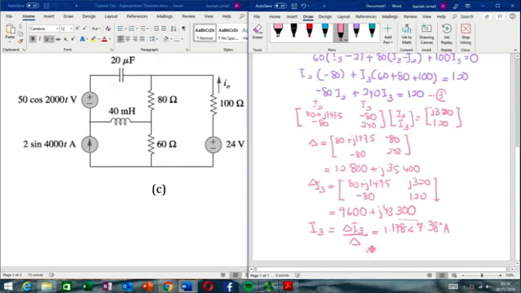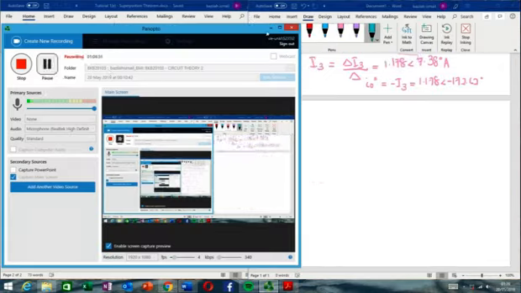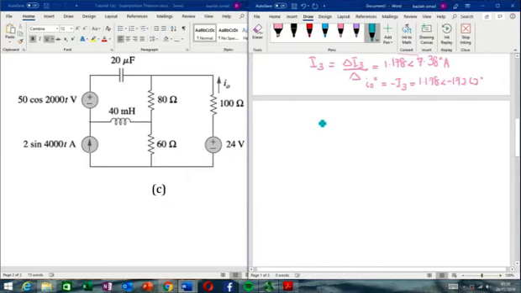Right? And I naught, for this case, I naught 2 is negative of I3. So negative this value. So we look at 1.178 angle negative 172.62. Right? So write down in time domain 1.178 sine 4000t minus 172.62. Okay.